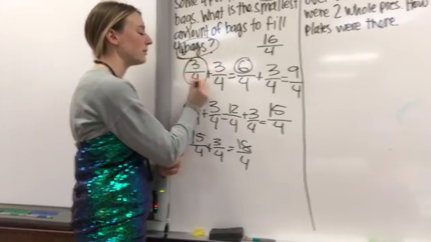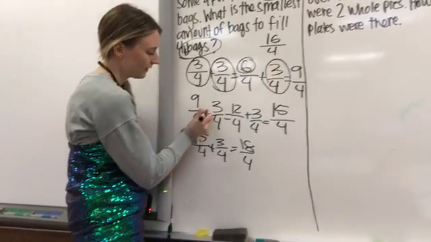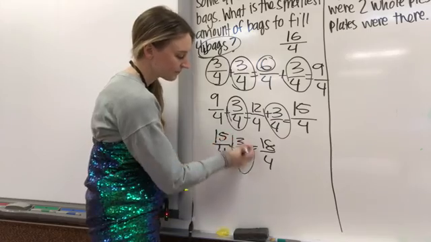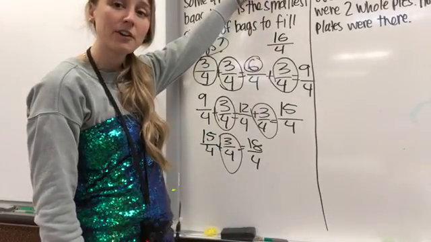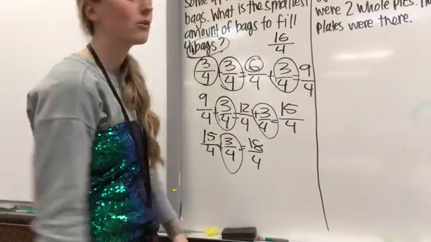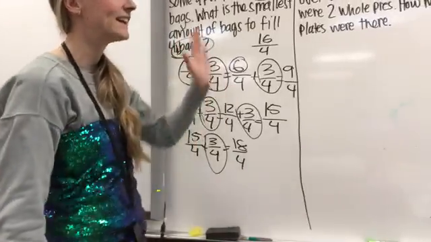Let's count how many we used. We used 1 bag, 2 bags, 3 bags, 4 bags, 5 bags, 6 bags. So we had to buy 6 of those 3/4 pound bags of walnuts to fill up 4 1-pound bags. So much fun, right? We're adding and adding and adding.